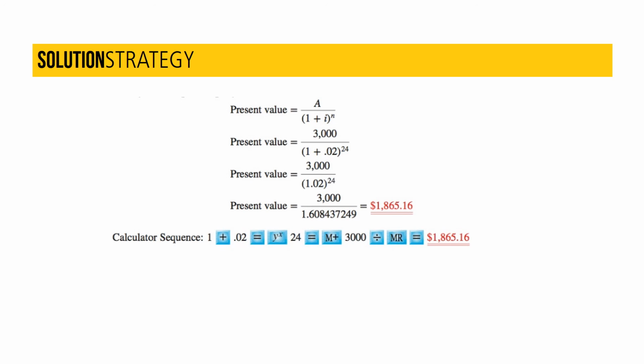That ultimately gets us to $3,000 over 1.608437249, which equals $1,865.16. You can also follow this calculator sequence to get the same result.